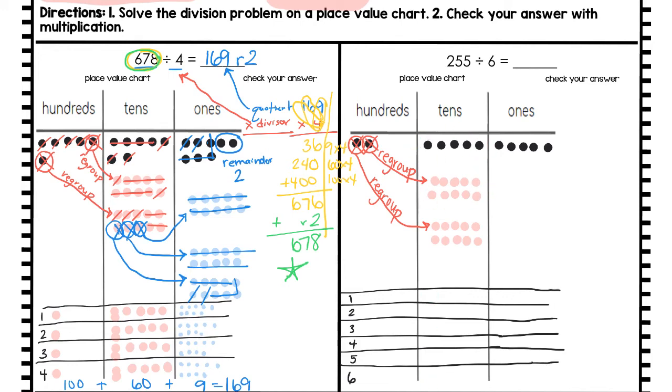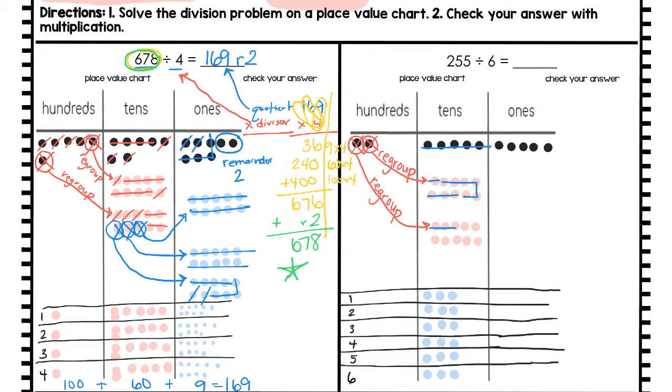I can split that into 6 groups. All right, I can put 1 in each group. 1, 2, 3, 4, 5, 6. So I'm going to cross out 6. I have enough to put another one in each group. 1, 2, 3, 4, 5, 6. There's 6 more. Do I have enough to put one more in each of the 6 groups? Yes, I do. 1, 2, 3, 4, 5, 6.